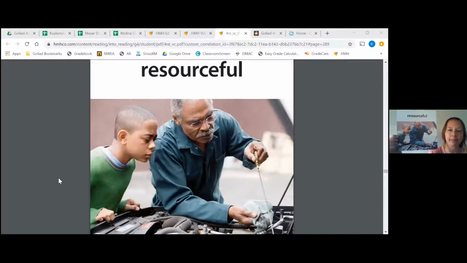It looks like he's fixing a car. Grandpa's, yeah, they're fixing a car. Looks like they're checking the oil or something. Does it look like the grandpa's maybe teaching him how to do it? Yeah. I think the kid's helping him, like, get the tools that he needs. Okay, let's listen to the sentence and use our context clues. My grandfather is very resourceful because he is able to fix almost anything that is broken.